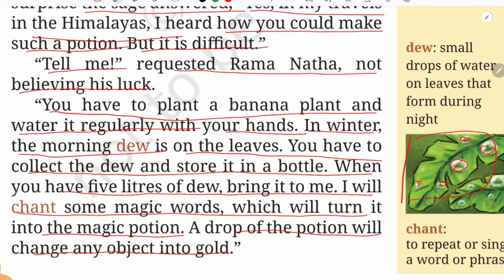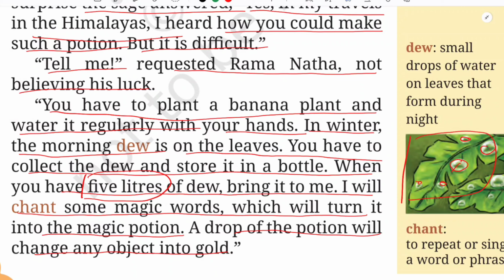So the sage told Ramnath to collect the dew and store it in a bottle. And how much? These 5 liters of dew. And he asked him to bring it to him when he has finally stored these 5 liters of dew. And after that, what will the sage do? He will chant some magic word.